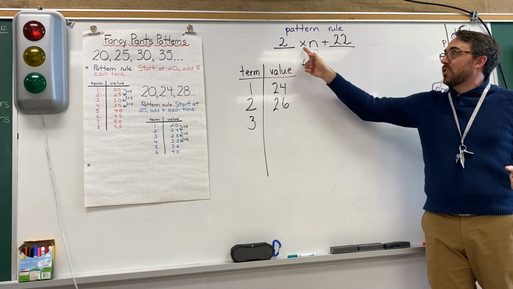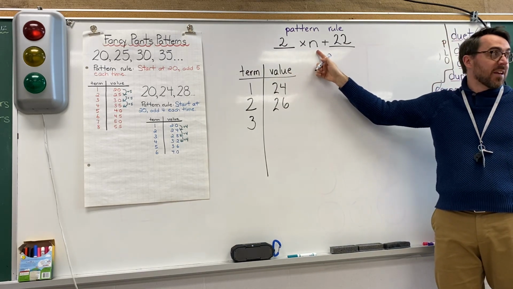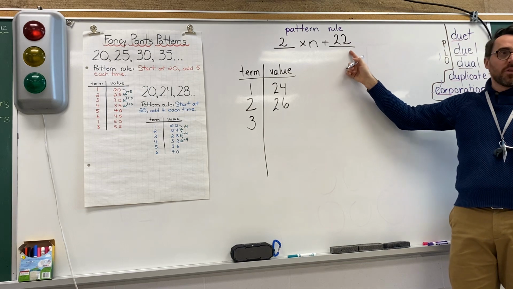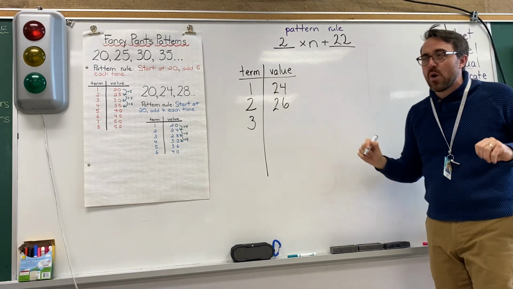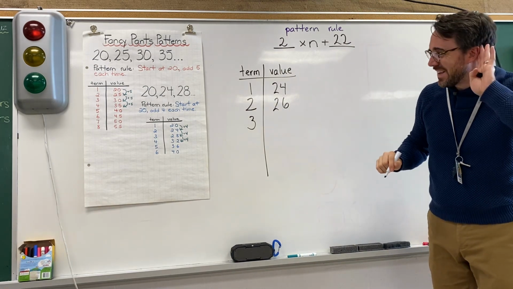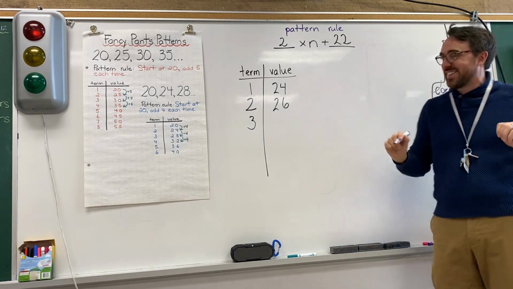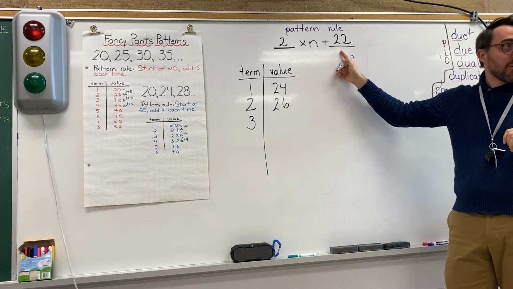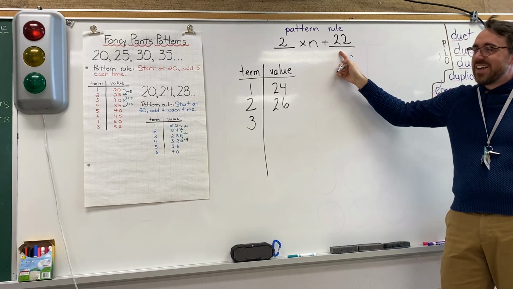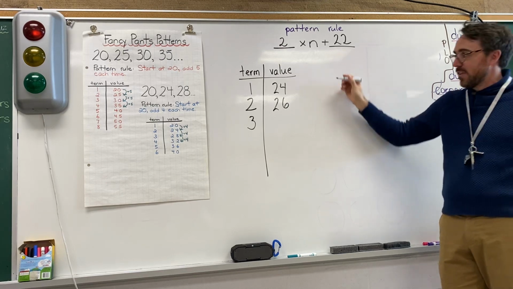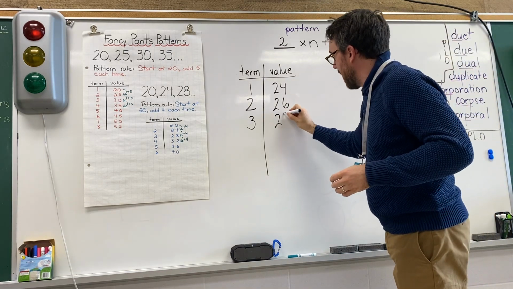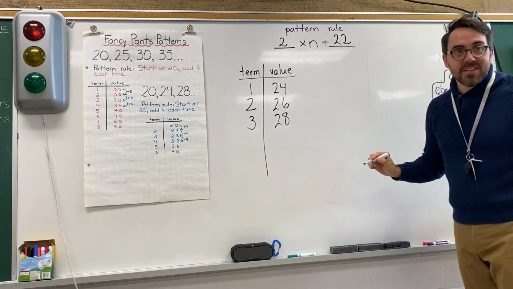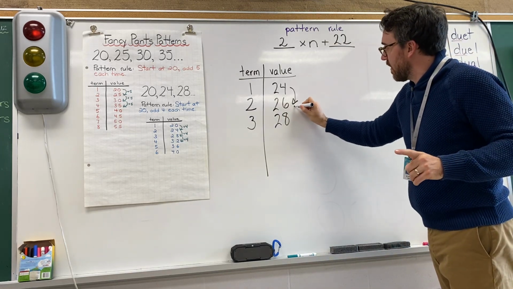My third term. So now it's 2 times 3 plus 22. Okay. So 2 times 3, or 2 groups of 3, is what? 6. So 6 plus 22 is 28. Okay. So you can begin to see a pattern going this way.